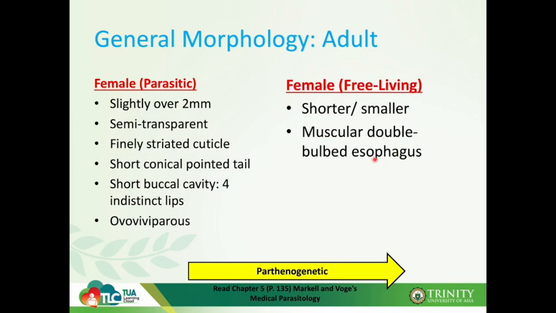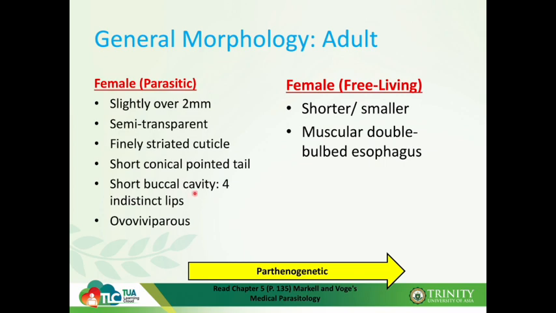For the morphological characteristics of the adult, we said Strongyloides would have the free living cycle and the parasitic cycle. For the free-living adults, they are shorter and they have a muscular esophagus. But for the parasitic females, I want you to focus here. The mode of reproduction of parasitic females is ovoviviparous, meaning they lay embryonated eggs in the intestine. We will come back to that later because it's important in the life cycle.